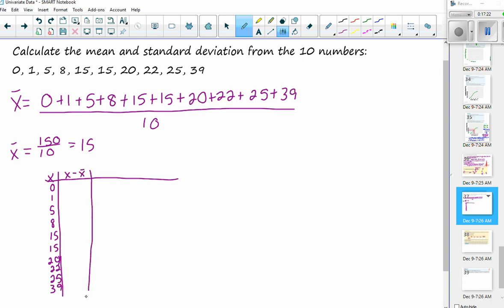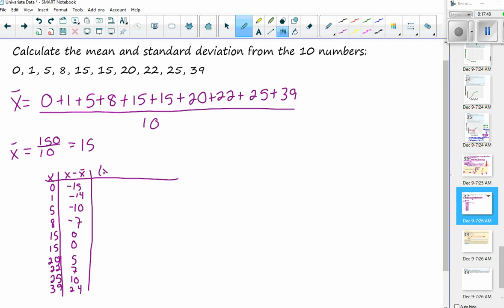Then I'm going to take my value and subtract the mean from all of these. That's going to be my next column here. So it's 0 minus 15, so negative 15, negative 14, negative 10, negative 7. These are nice zeros. 5, 7, 10, and 24. So I found all the differences. Again, some smaller, some bigger. When I add all those up, I should get 0. Some are on the positive side, some are on the negative side.